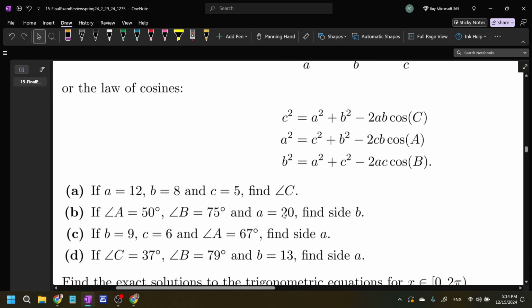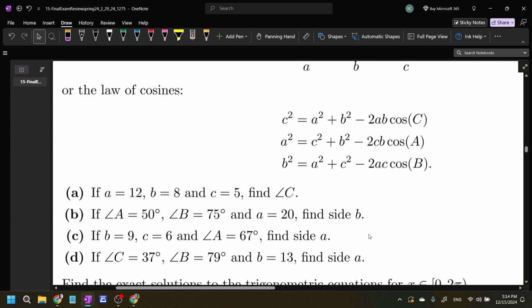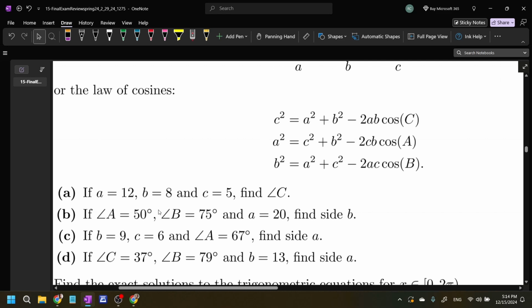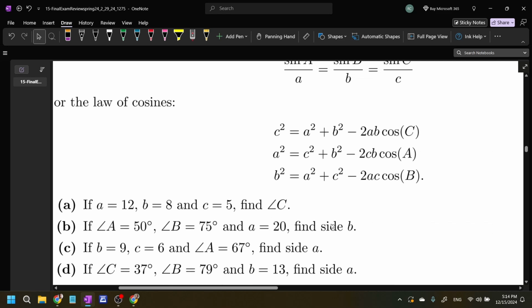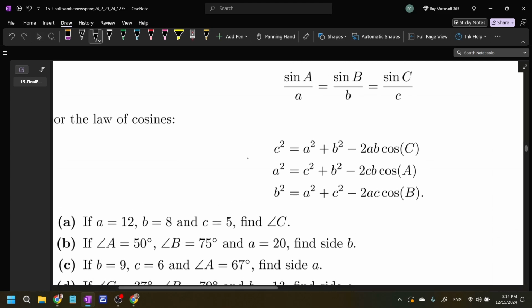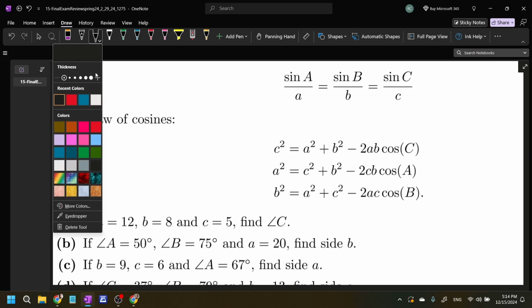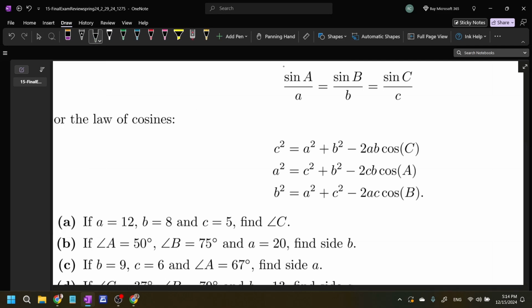Okay, so let's do B. A is 50 degrees. B is 75 degrees. A is 20. Find side B, right? We have two angles and we have two sides, one of which is unknown. Two angles, two sides, that screams law of sines. So let's use the law of sines on this.